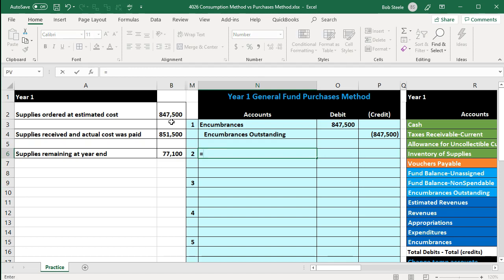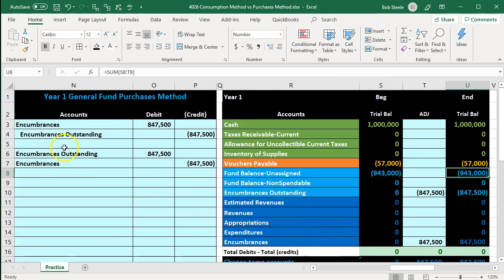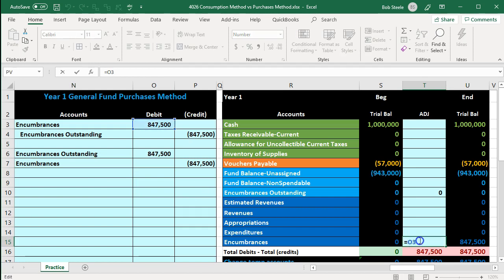And so we'll have to reverse this exactly. Let's reverse this. Nothing new there. That's the same process. Let's do that first. This will go back down. So encumbrances outstanding is in T10. Double click on it. Go to the end of it plus. Point to the 847.5 and enter. It goes back down to 0. Encumbrances is in T15. Double click on that. Go to the end of it plus. And we'll point to the credit, it goes back down to 0.